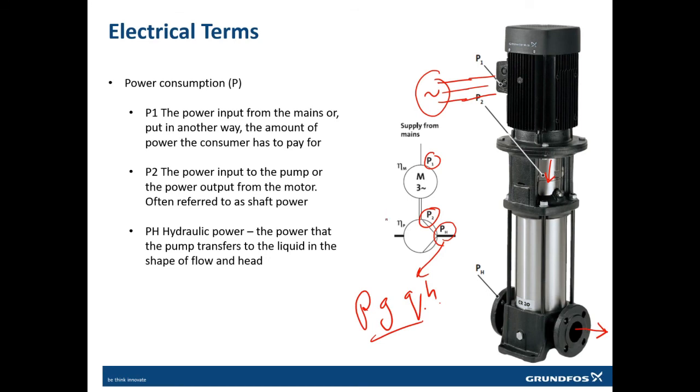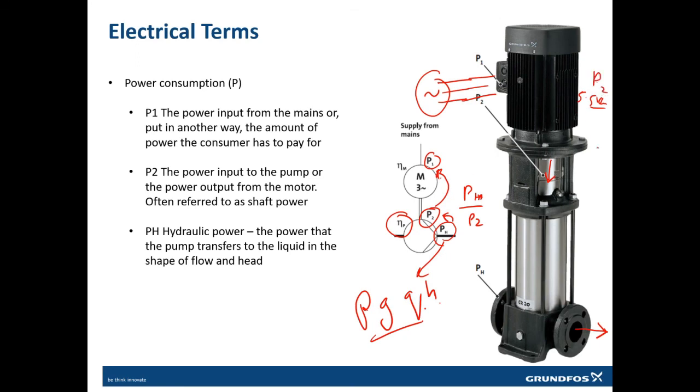Now the efficiency of the pump is usually PH over P2. That means this divided by this is the efficiency of the pump. And then the efficiency of the motor is P2 divided by P1. How much kilowatt the motor is giving by taking. For example, this is a 5.5 kilowatt motor. When we say a 5.5 kilowatt motor, that means P2 is 5.5 kilowatt.